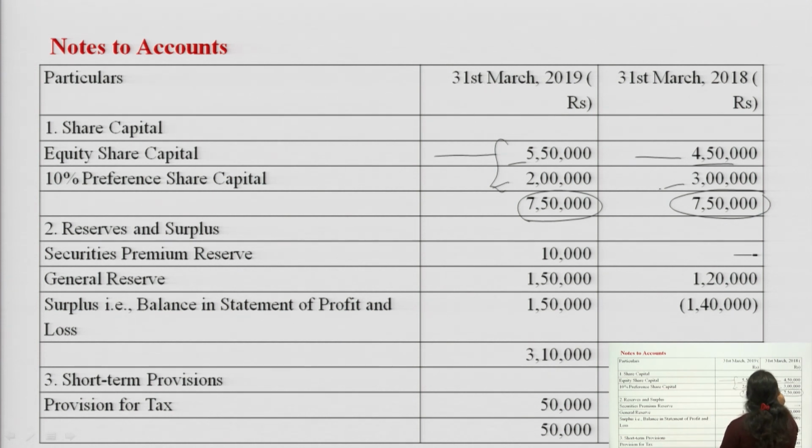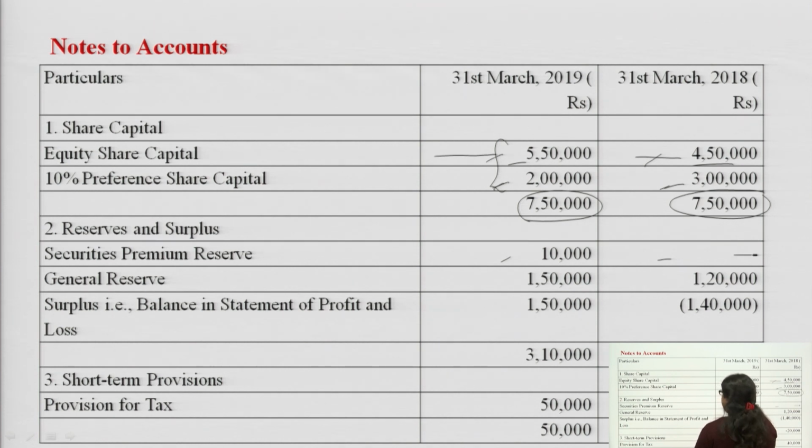Earlier we were issuing more preference shares, now we have reduced them, and earlier equity shares were less, but in this year we have increased the equity shares. Reserves and surplus is being given. Earlier there were no reserves and surplus in the last year, but this year we have 10,000 for the securities premium reserves. General reserves are also being maintained.